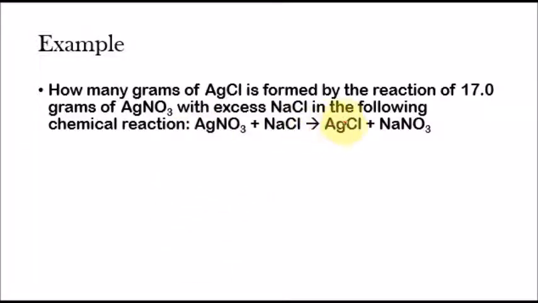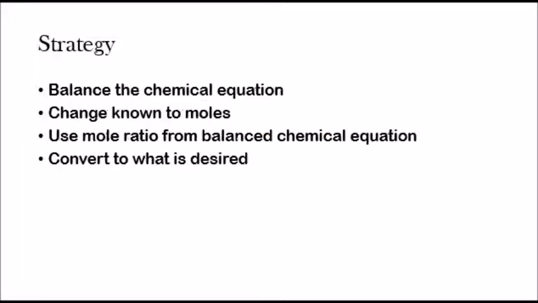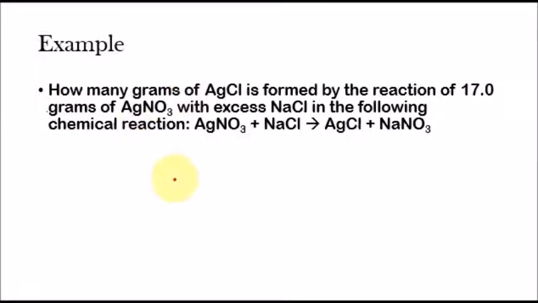Silver, one silver here, good. One nitrogen here, good. Three oxygens here, good. One sodium, one chlorine. Great, so the reaction is balanced. That's the first step. Okay, always balance the chemical equation. Now this is where we're going to set up our dimensional analysis.